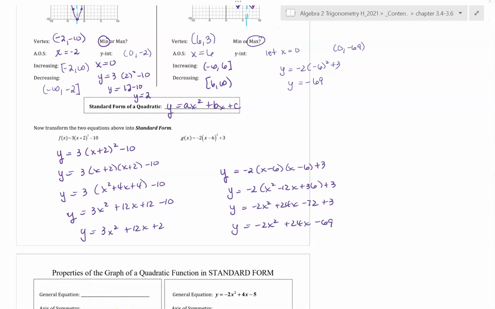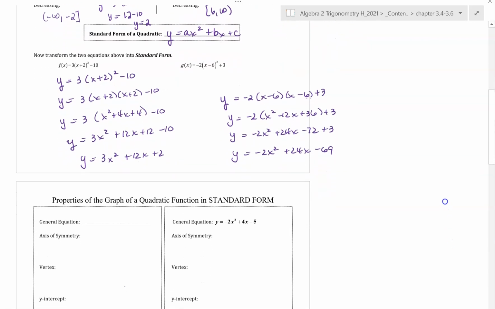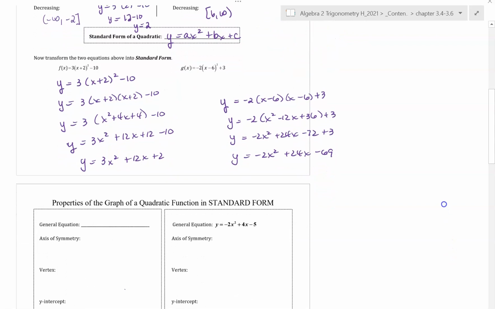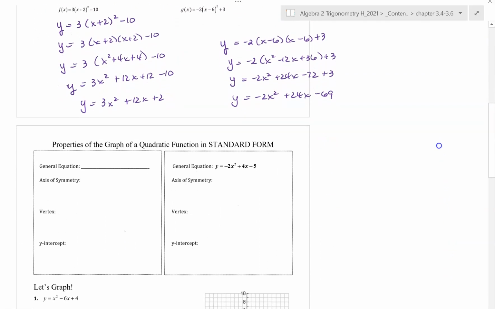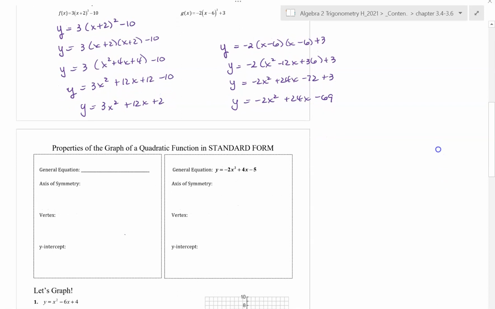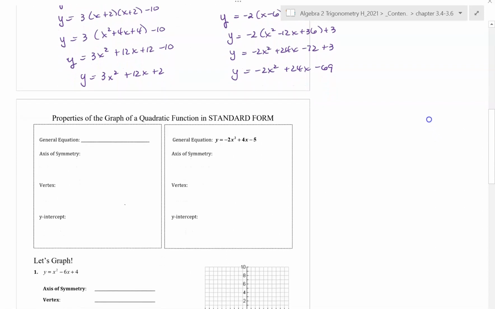Okay, you can expand the quantity x minus 6 squared, and then distribute your negative 2 and add 3. And so notice that you have negative 2x squared plus 24x minus 69. So notice we are going to move into the next form. We're going to go ahead and graph a quadratic from standard form.